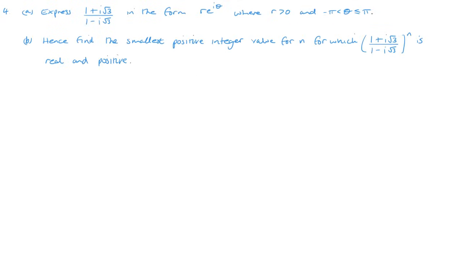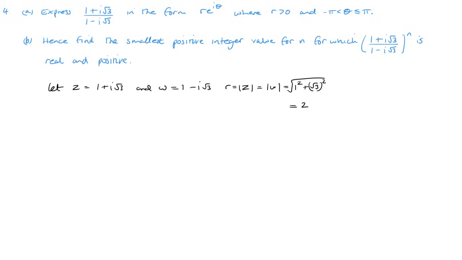So first we've got to express this in the form re to the i theta. So let z equal 1 plus i root 3 and w equal 1 minus i root 3. Then mod z is the same as mod w, isn't it? Which is 1 squared plus root 3 squared, and then square rooted, which is just going to be 2. So that is our value of r for both of them.